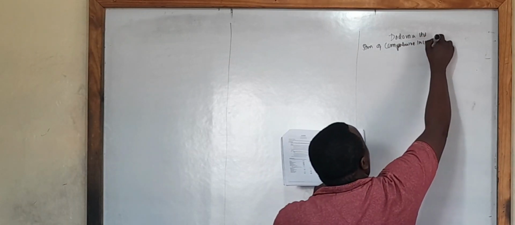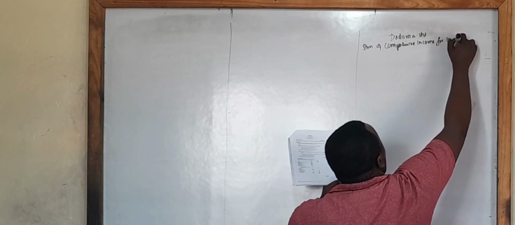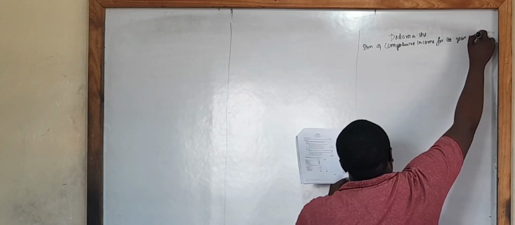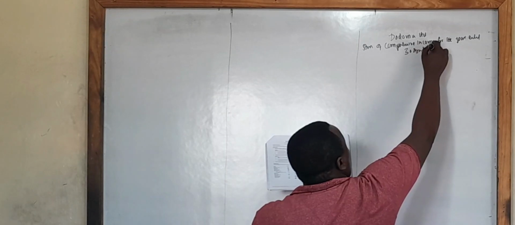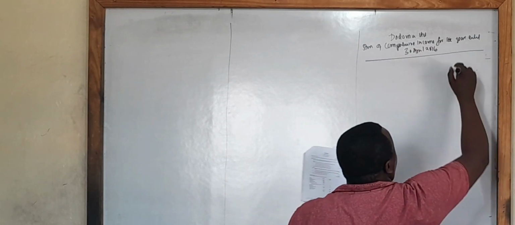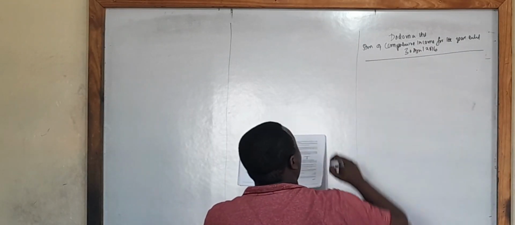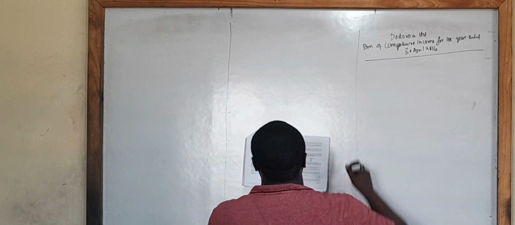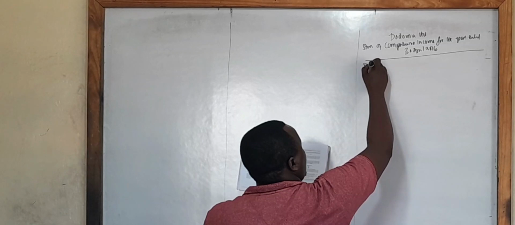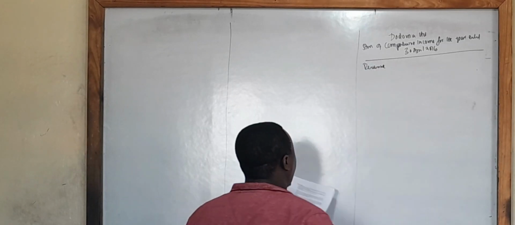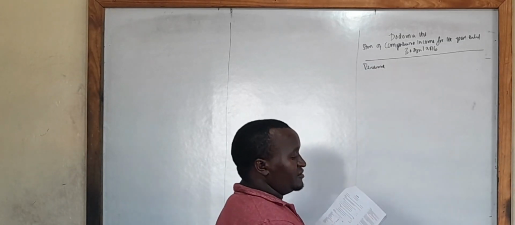Comprehensive income of the year, and that is April 2016. So we start with what? Our revenue. Get the revenue. Revenue of 15, and we told you number one, it includes what?